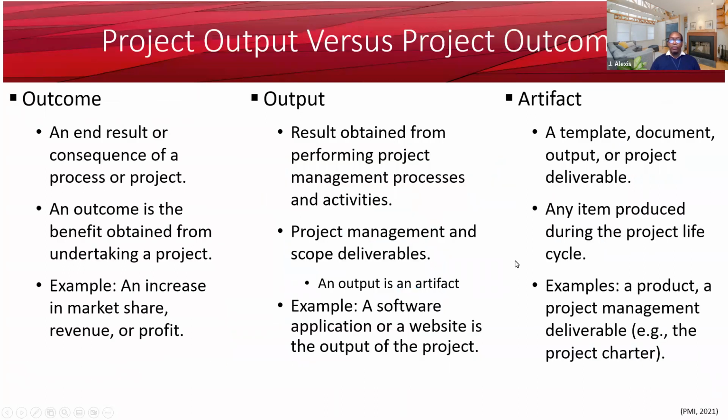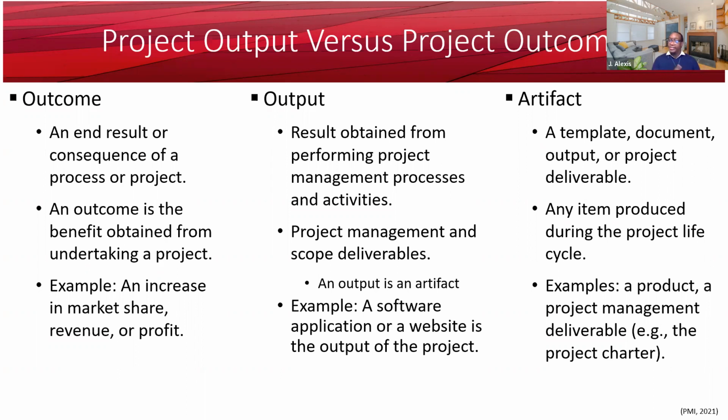So what else do we talk about in PGM 5900, Foundations of Project Management? We talk about the difference between output and outcome. So outcome is the end result or consequence of a process or project. Outcome, in other words, is the benefit obtained from undertaking the project. Examples here, we can carry out a project to try to gain market share or increase revenue or profit. Right here, we're talking about outcome.